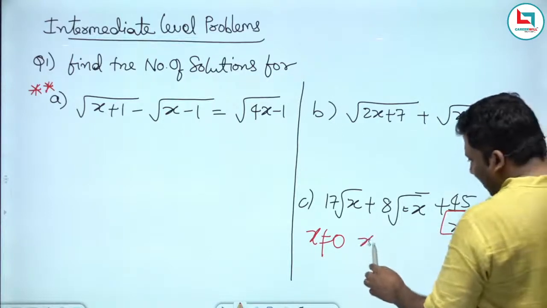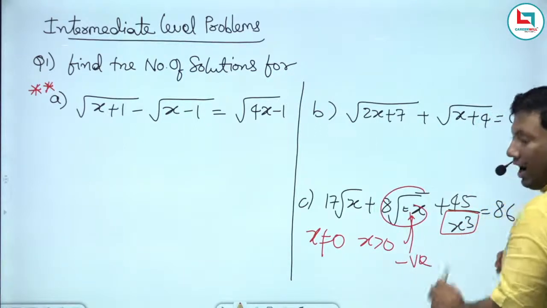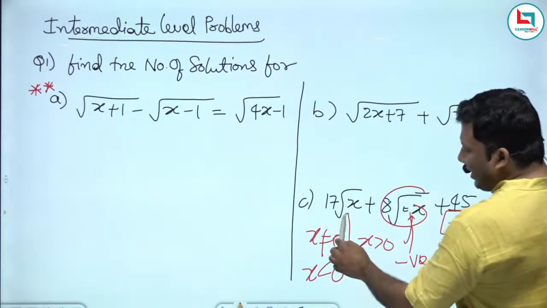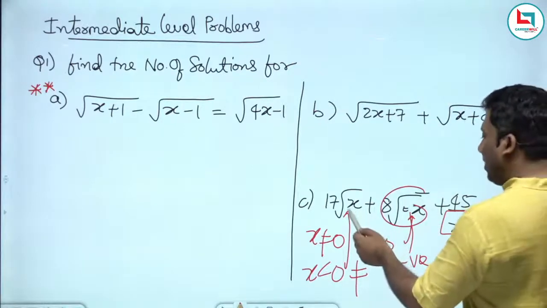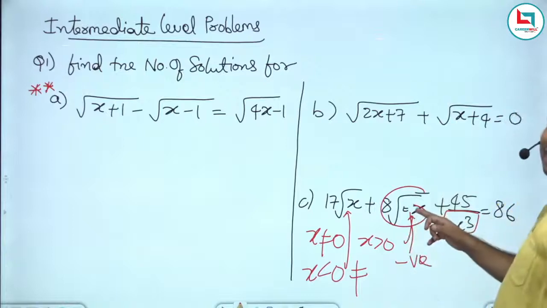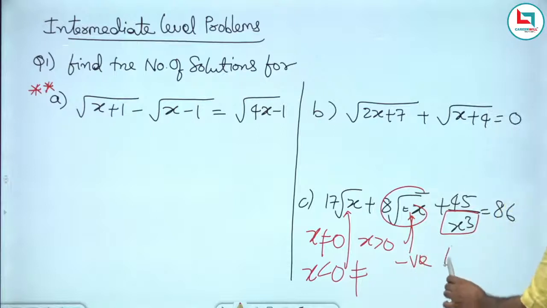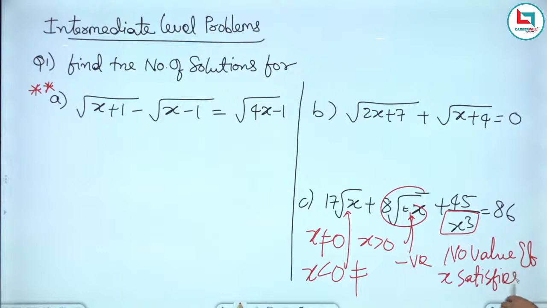If x is greater than 0, positive into negative, this is a negative. Are you with me? Under root, negative you will not get. X is less than 0, that means negative. Under root negative you will not get. Here also negative you are getting if x is positive. Very, very simple way to look at this question. Answer is no value of x satisfies the equation.